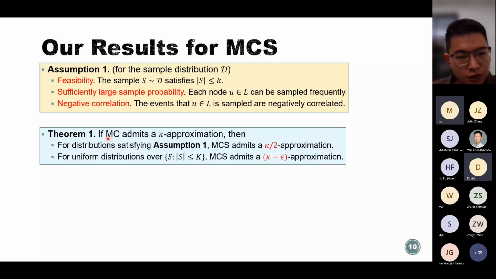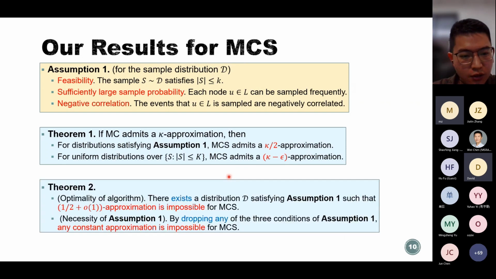Theorem 1 says if maximum coverage admits a kappa approximation, then for distributions satisfying assumption 1, MCS admits a kappa over 2 approximation. Second, for a special distribution, namely the uniform distribution, the MCS problem admits a kappa minus epsilon approximation. Besides, we also have some hardness results.